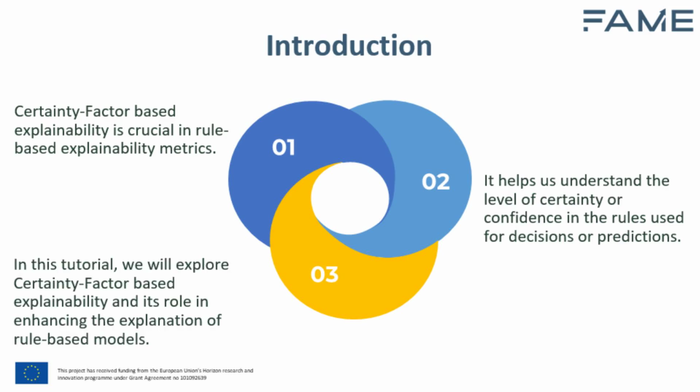Certainty factor-based explainability is an important concept in the field of rule-based explainability metrics. It allows us to understand the level of certainty or confidence in the rules that are used to make decisions or predictions. In this part of the course, we will explore in detail what certainty factor-based explainability is and how it can be used to enhance the explanation of rule-based models.